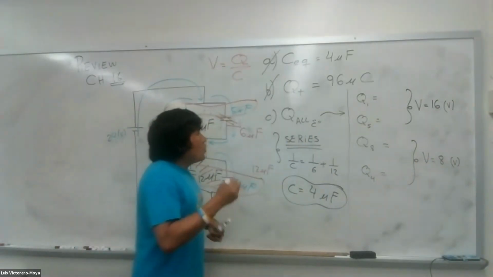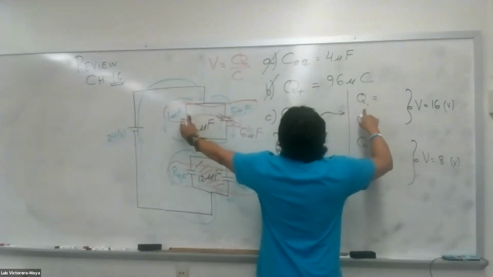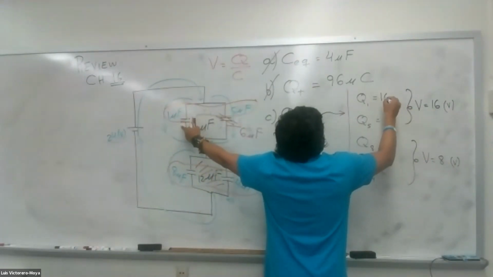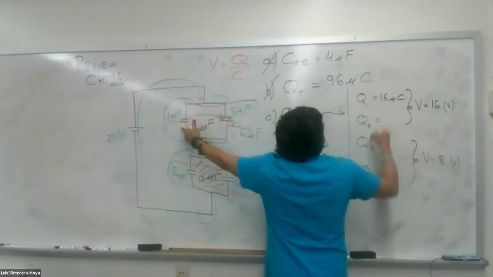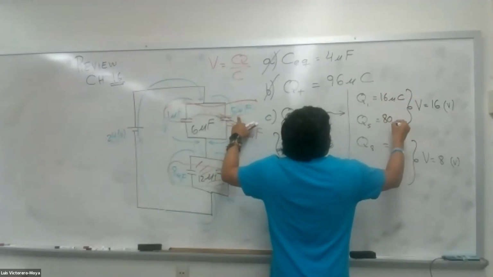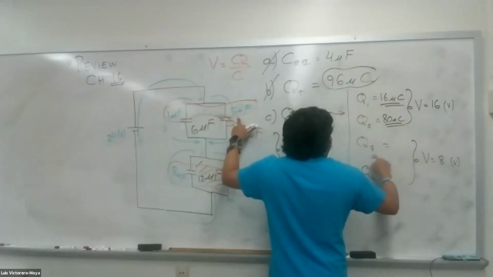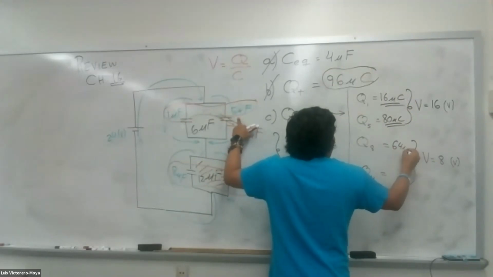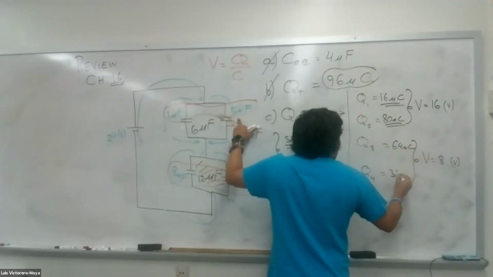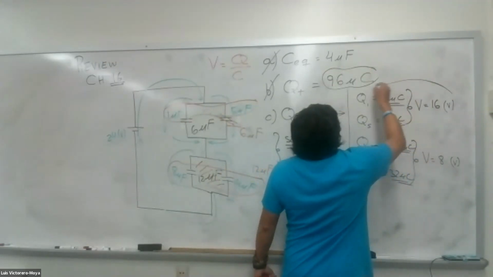And that's easy now. To find the charge, I do 1 times 16, 16 microcoulombs, and then 5 times 16, 80 microcoulombs. 80 plus 16, 96. And then here, 8 times 8, 64 microcoulombs, 4 times 8, 32 microcoulombs. 32 plus 64, 96. And that's the end of the problem.